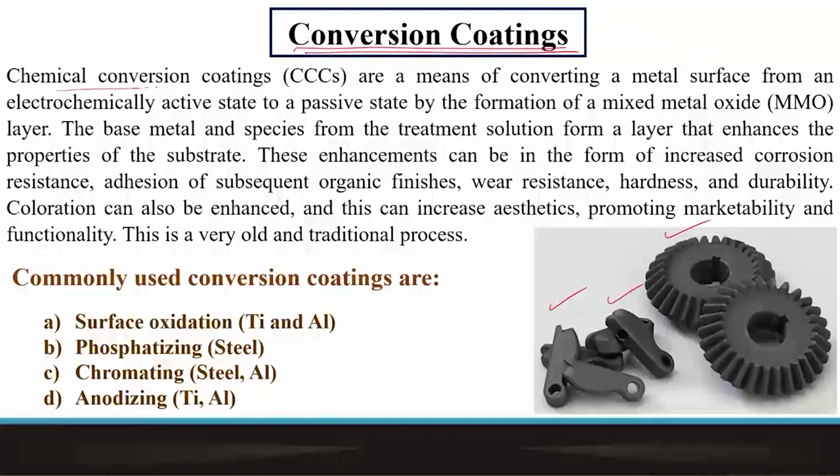So, chemical conversion coatings basically is a process by which we convert a metal surface from an electrochemically active state to a passive state. So, we would like to convert the surface into a passive state. So, that means from elemental form we want to convert into a compound form, and the compound that we form essentially is a mixed metal oxide. It's not going to be pure Fe2O3, but it could be a mixed oxide.